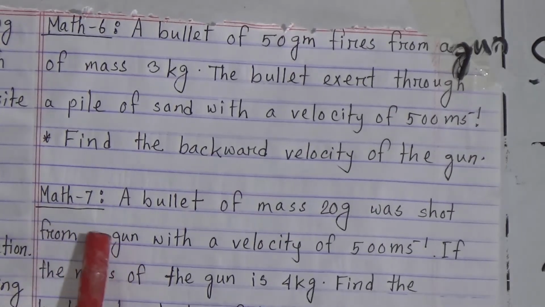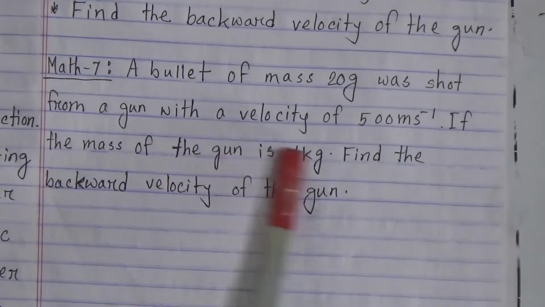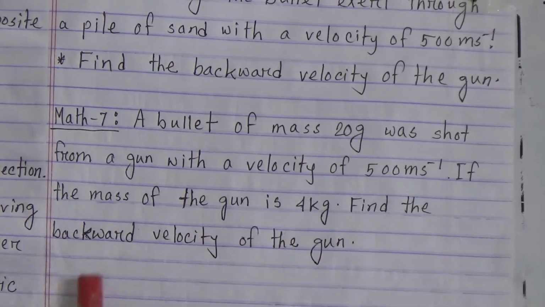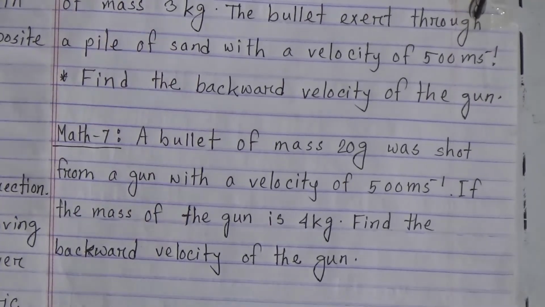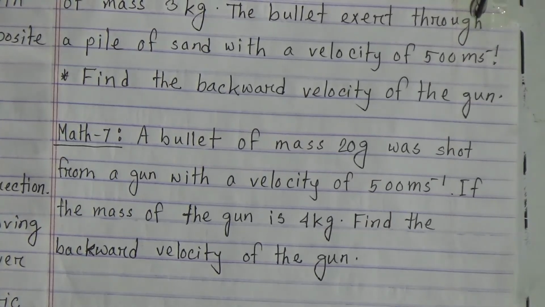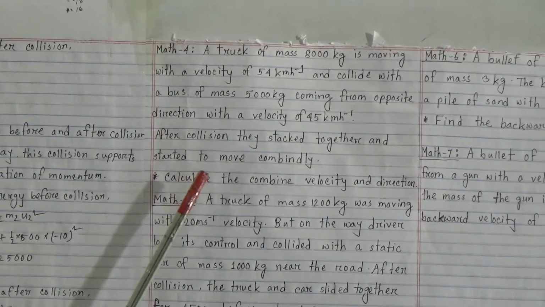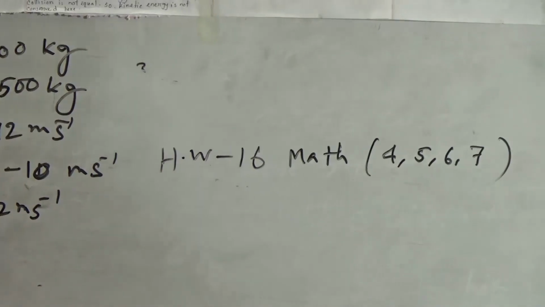And problem number 7: a bullet of mass 20 gram was shot from a gun with a velocity of 500 meter per second. If the mass of the gun is 4 kg, find the backward velocity of the gun. My dear students, problem number 6 and 7 will be the same, and I think all of you have understood this question properly. This is your SW number 16. Do this SW, problem number 4, 5, 6 and 7, and submit on Saturday.